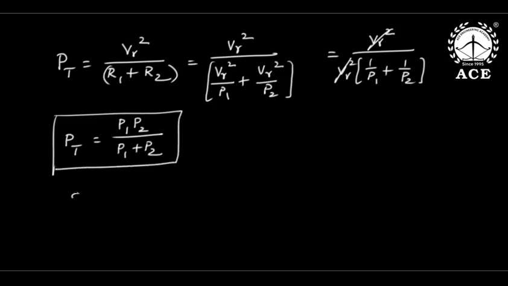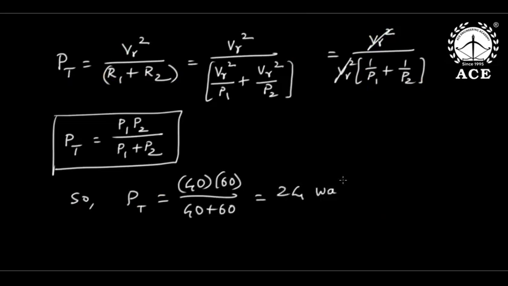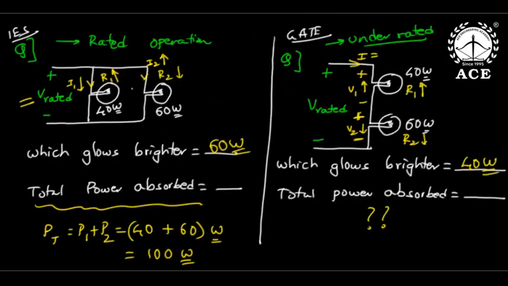Now let us apply it here. In our problem, P total will be, what are the power ratings here? That is 40 into 60 by 40 plus 60 watt, which is 24 watts only. So together the bulbs are consuming hardly 24 watts. That is why it is called underrated operation. Both are overall dim, but of the two, the 40 watt bulb is brighter.